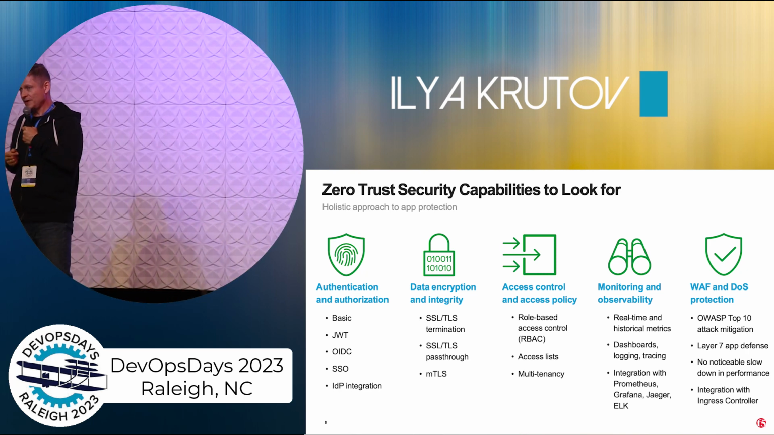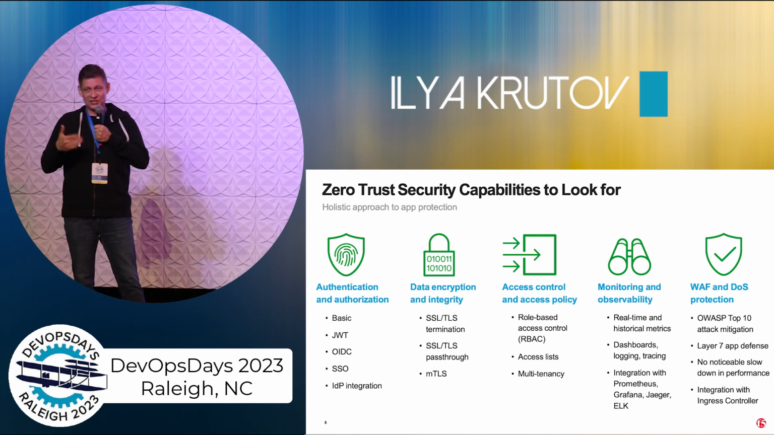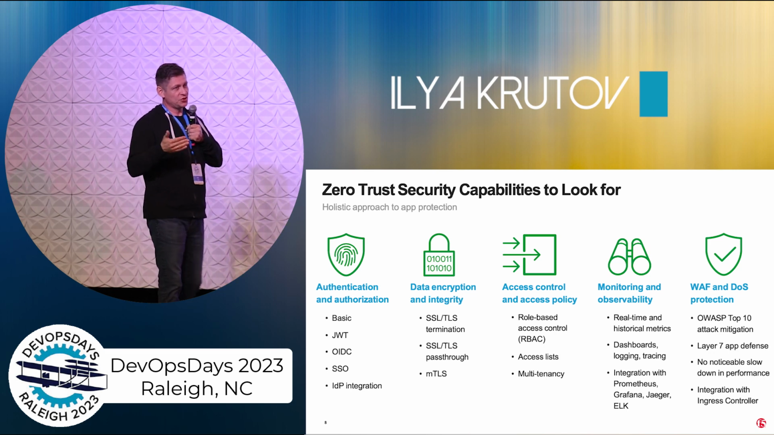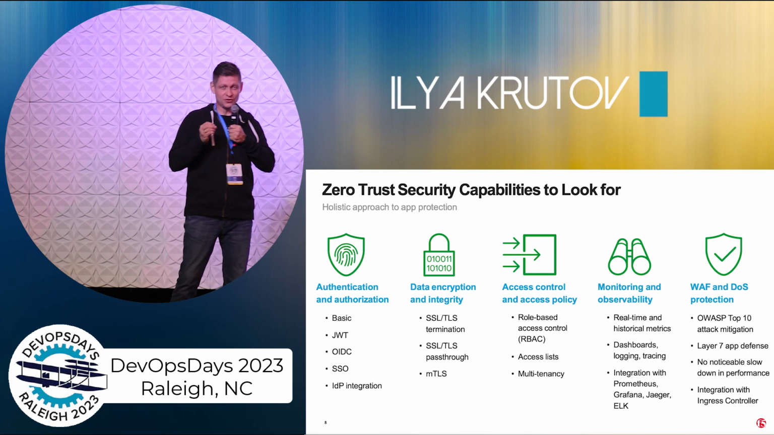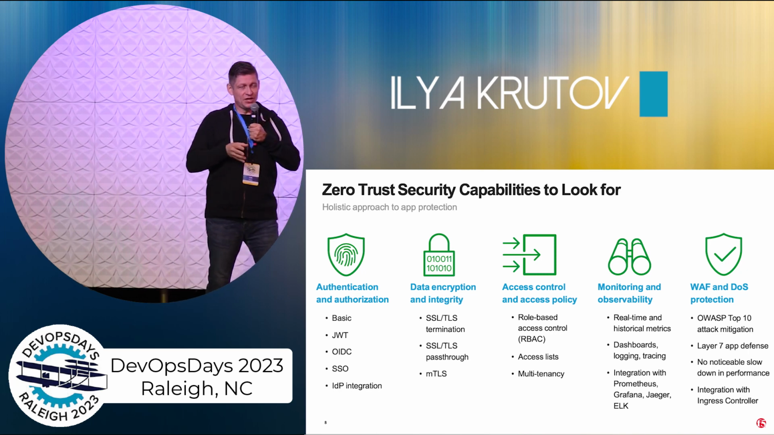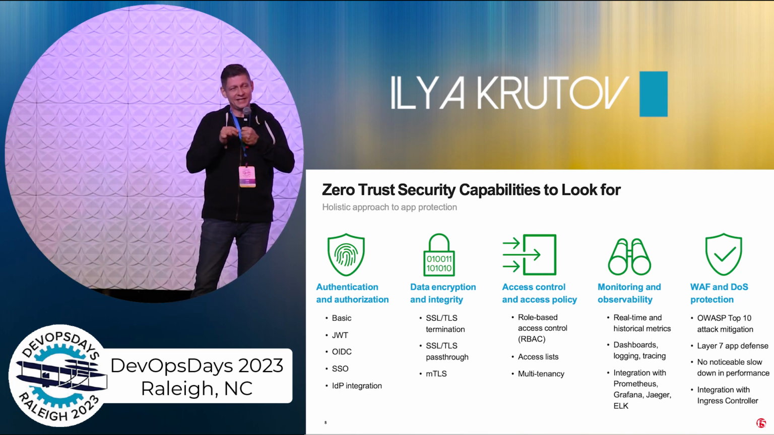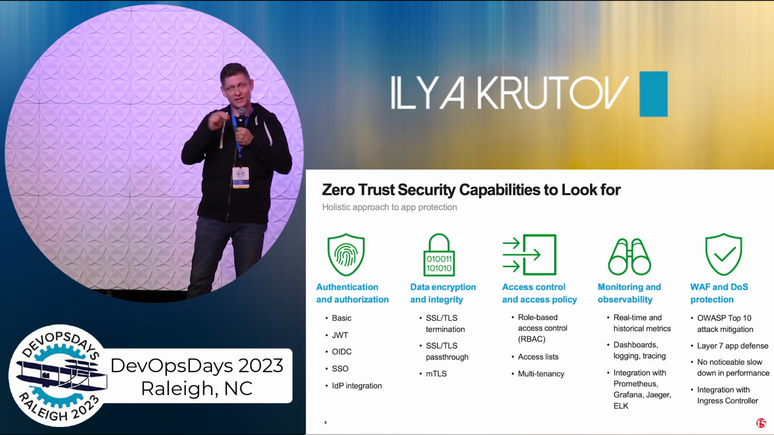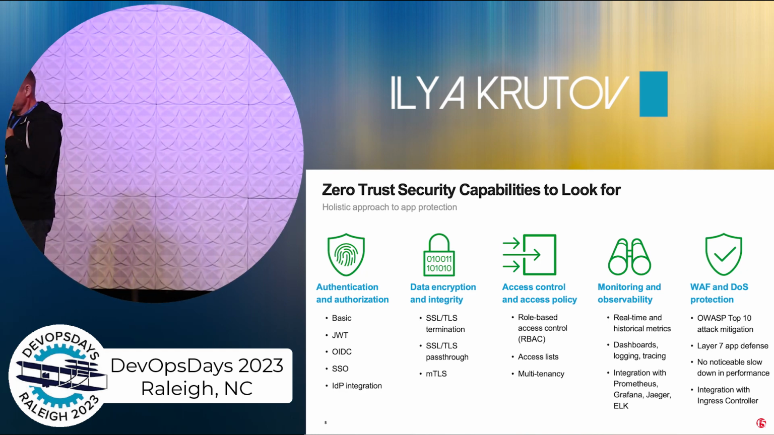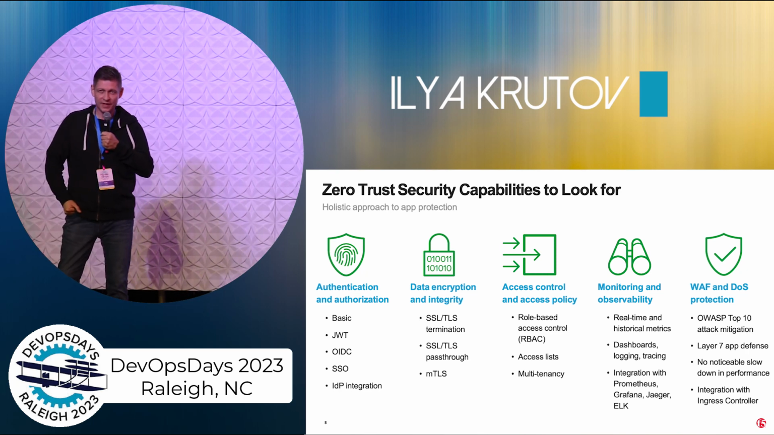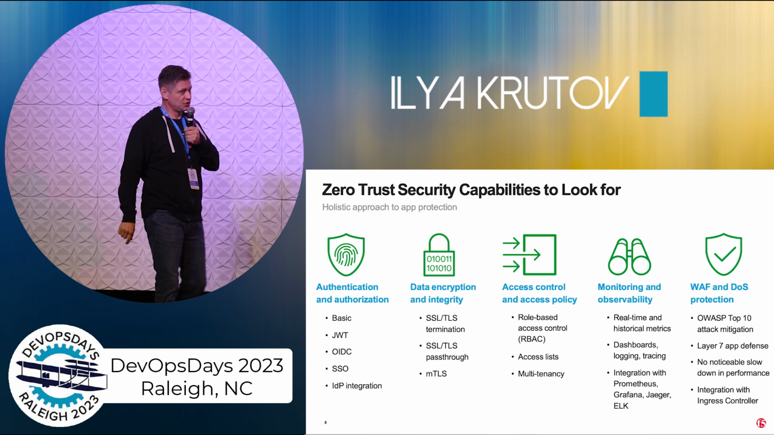Then, second, is data encryption and integrity, which means how you protect transmitted data, and how you make sure that it's not only protected in terms of encryption, but also from modification, and that the authenticity and identity of the parties that communicate with each other are valid. And then the next thing is role-based access control, or just in general access control and access policy. And specifically, I want to mention role-based access control.